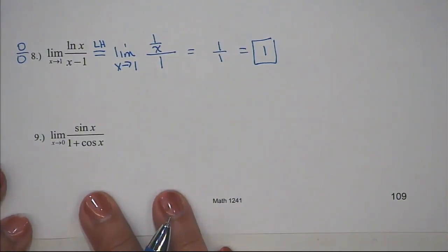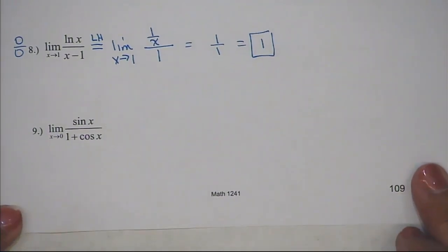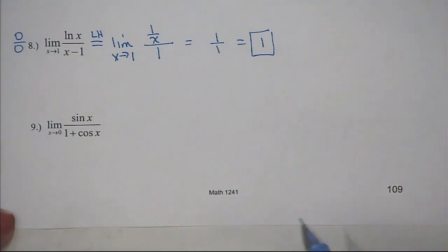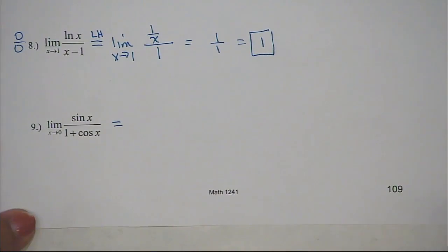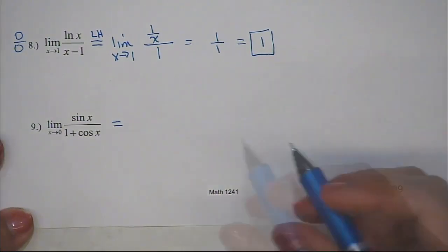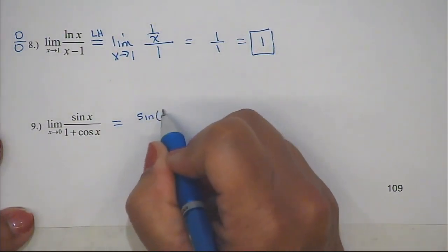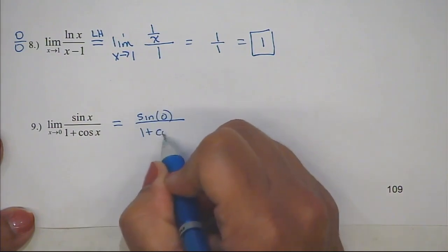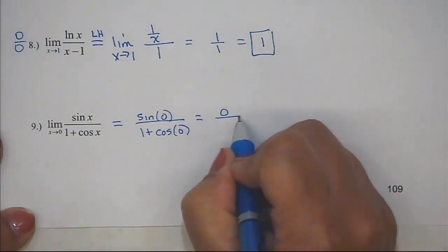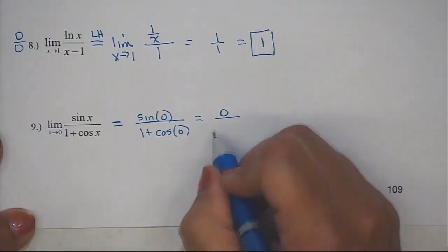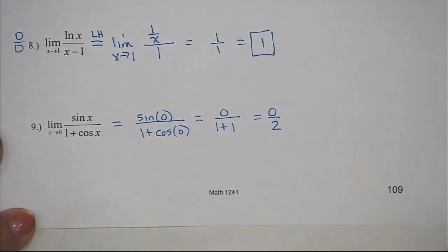All right, number 9. Plug it in and see before you start doing derivatives. This is the first one where we can't use L'Hopital's rule. So if I check this, I'm just going to check it here because I'm not going to get 0 over 0, and I know that already. If I plug in 0 and I do the sine of 0 over 1 plus the cosine of 0, the sine of 0 is 0, but the cosine of 0 is 1. So in the bottom, you get 1 plus 1. You get 0 over 2.